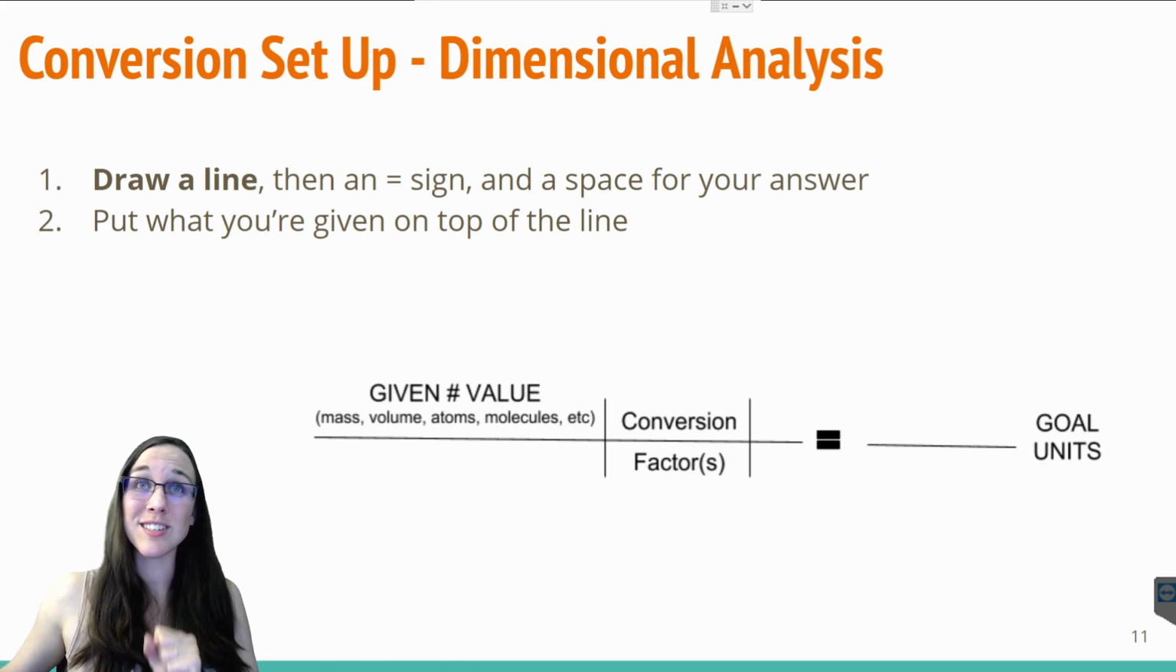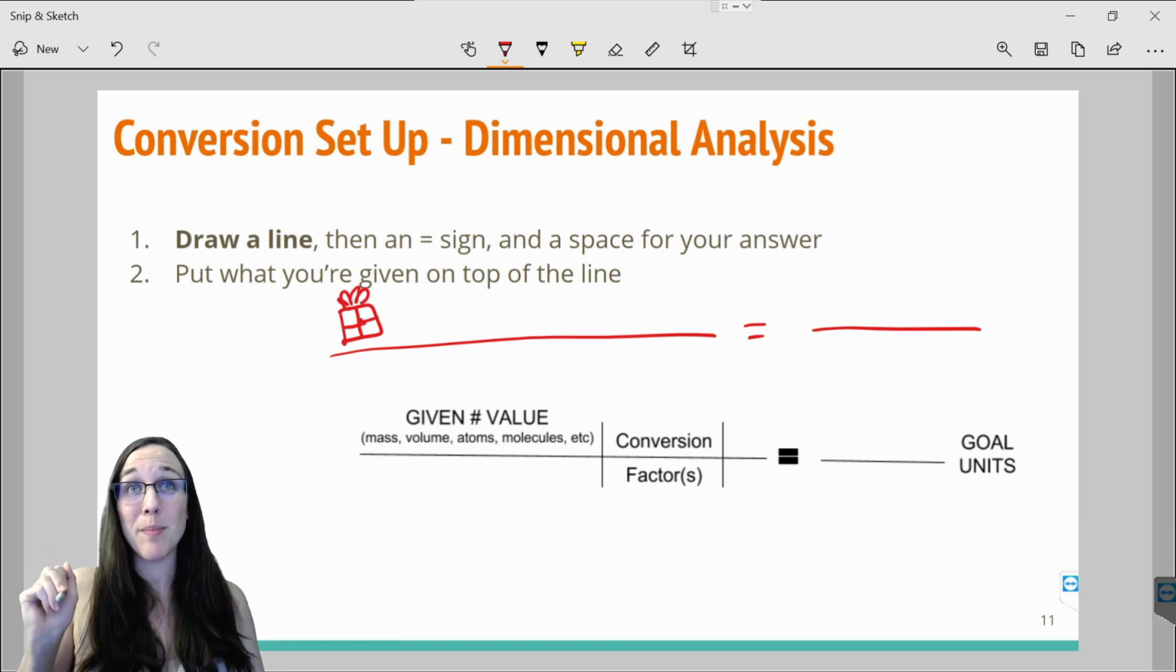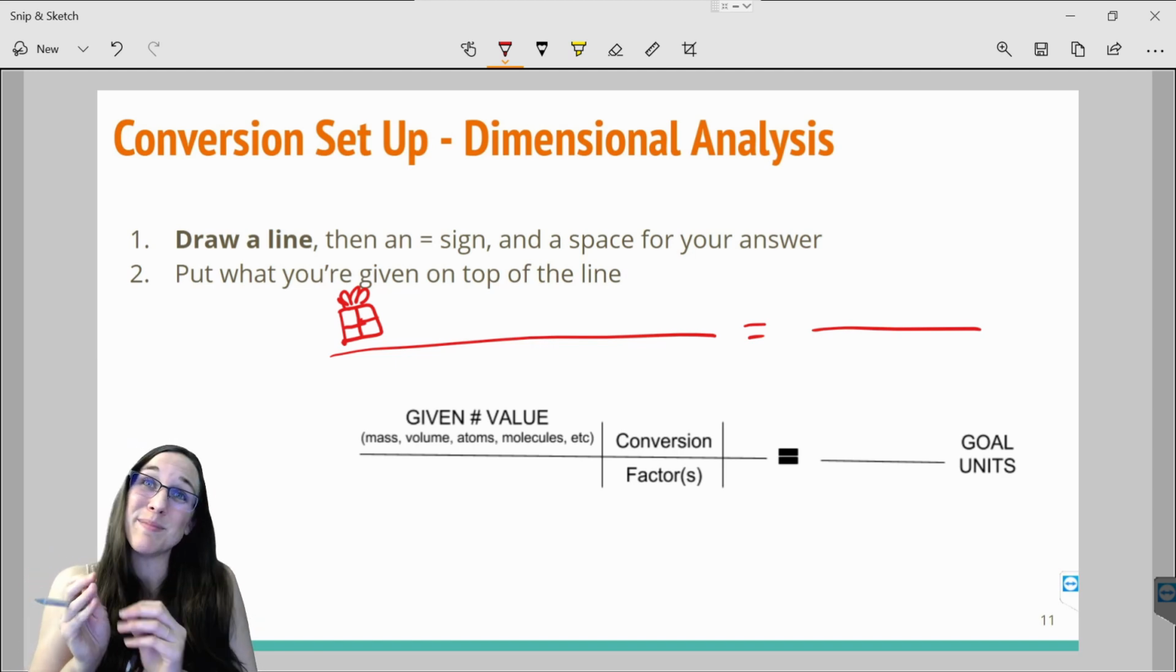Put your gift as the first thing on top of your line. In other words, this is where you're going to put your pretty little bow gift wrapped value on top of the line, very first thing. That's your given value. See, it's a pretty little gift.